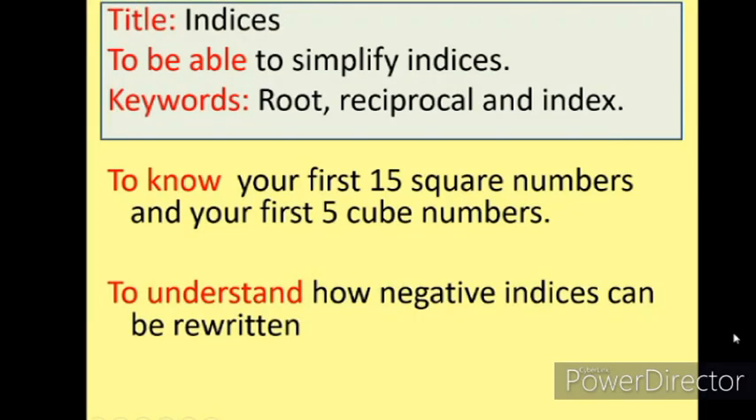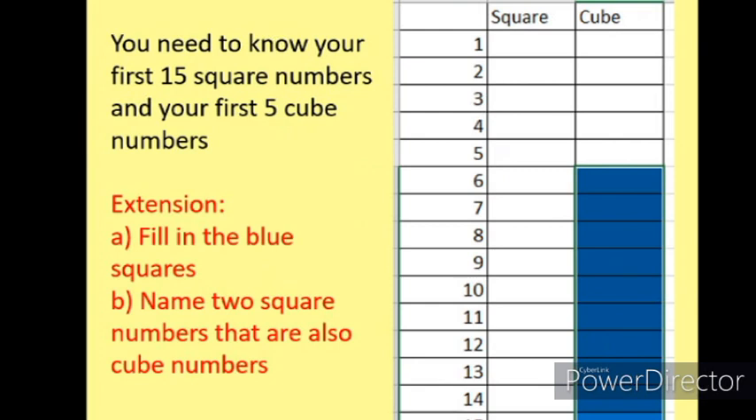Okay, indices. This is quite a straightforward lesson, just an introduction to them. Before you start, you need to know your first 15 square numbers and your first 5 cube numbers. For those that don't know, a square number is a number times by itself. A cube number is a number times by itself 3 times. Okay, go fill them out.